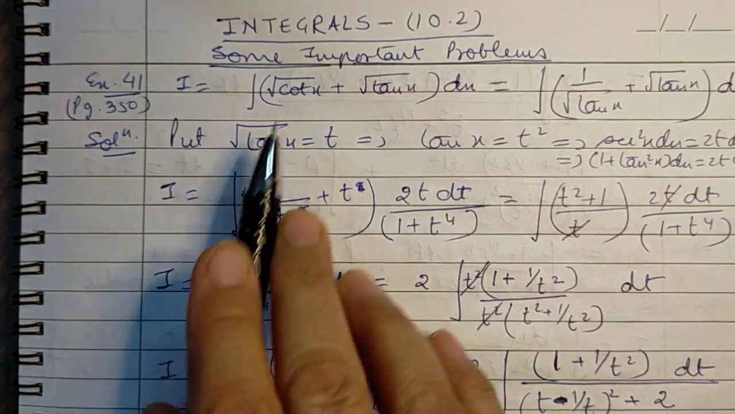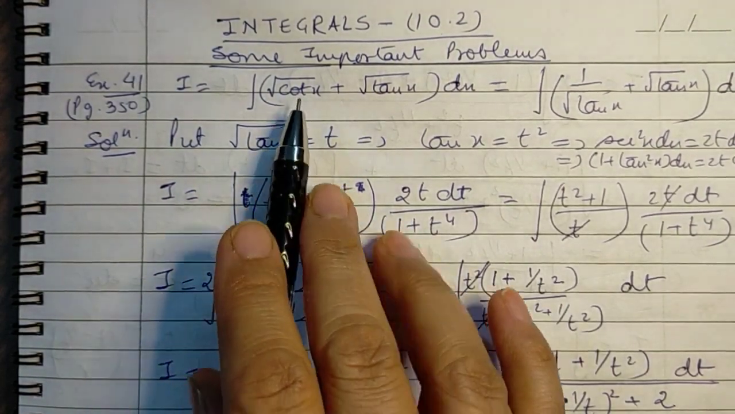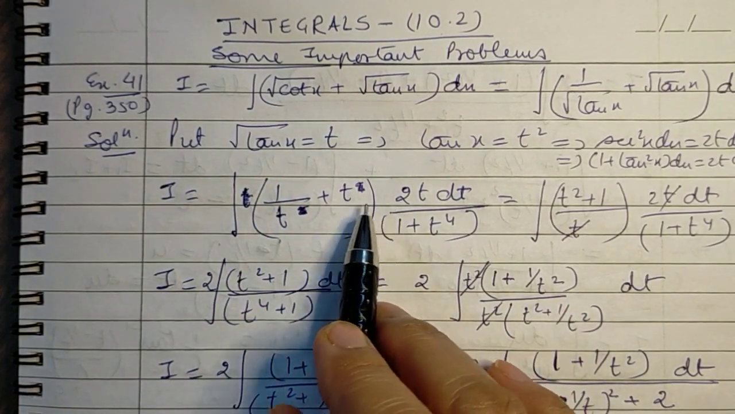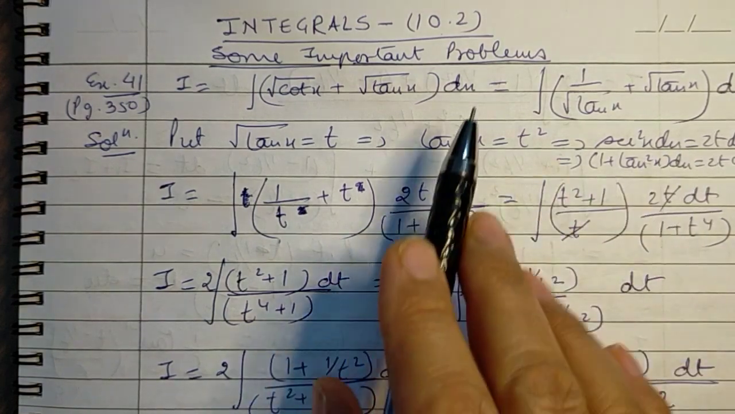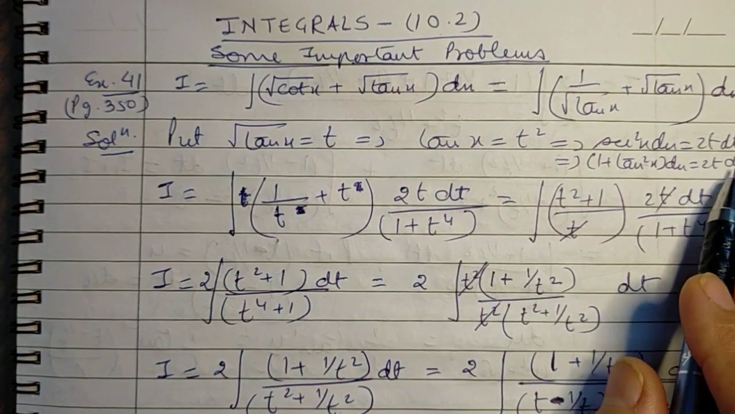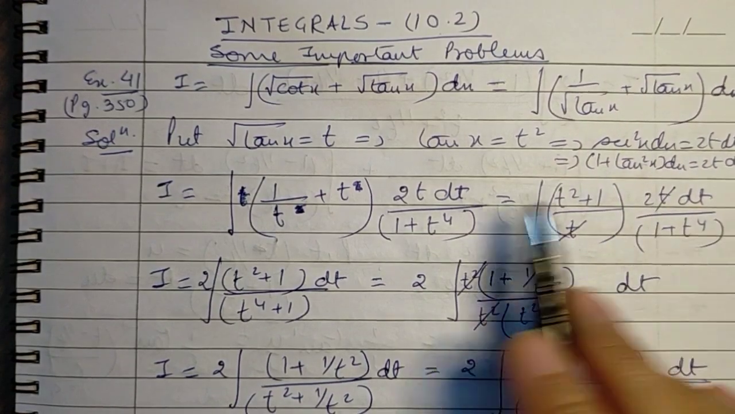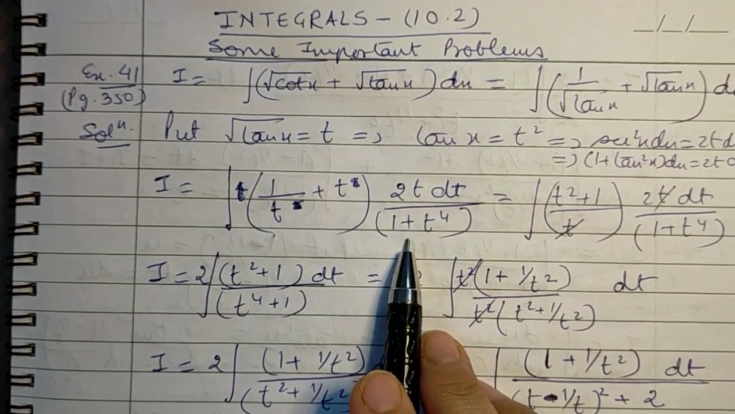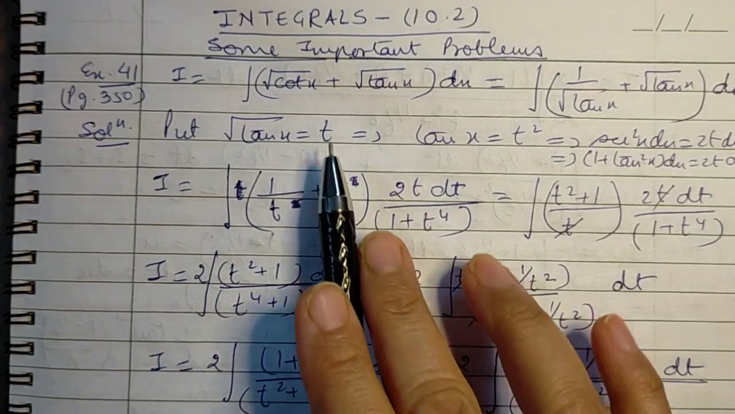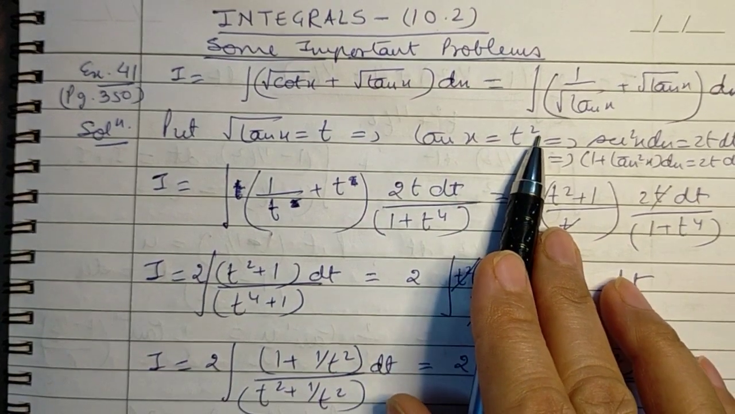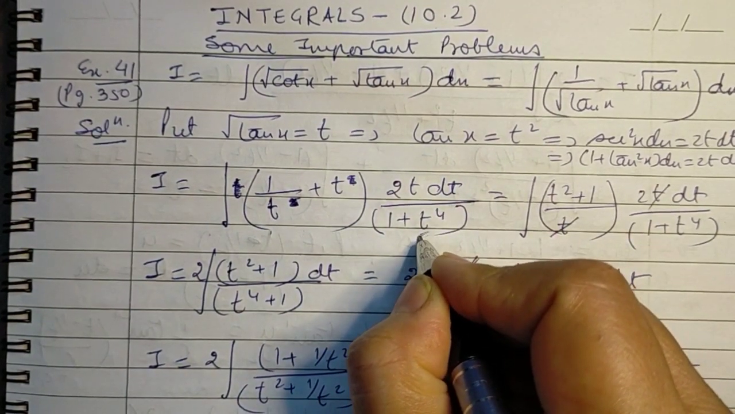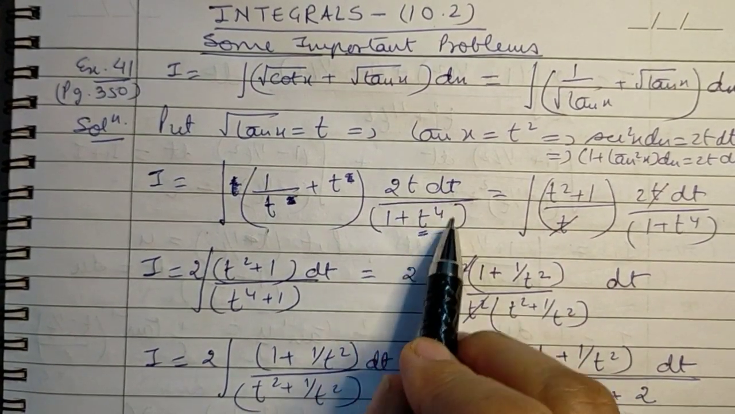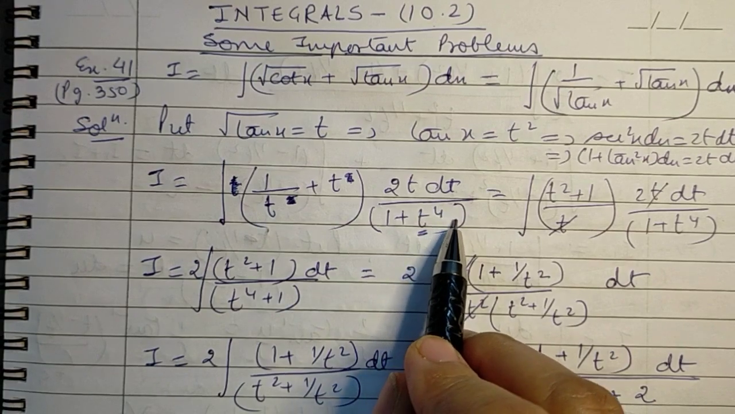Now let's see what the integral gets converted to. I is equal to the integral of, in place of root cot x I can write 1 upon t, plus root tan x is t, whole into, in place of dx I'll get 2t dt upon 1 plus tan squared. This is a very important point to keep in mind: because tan x is t squared, tan squared x will become t raised to the power 4.